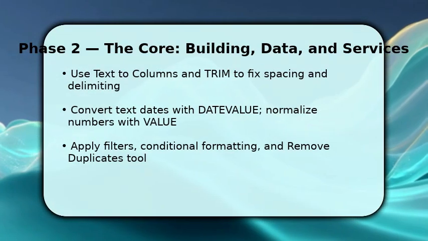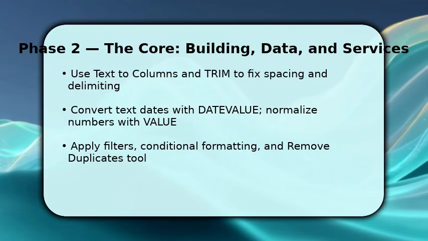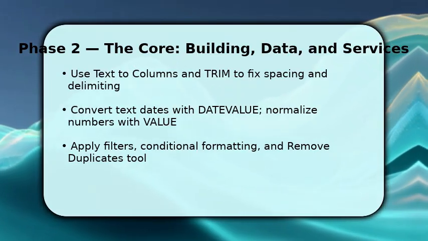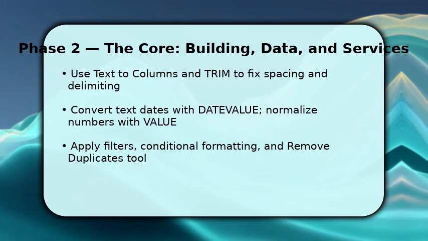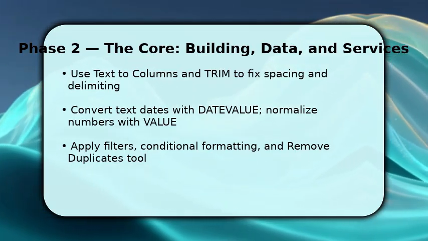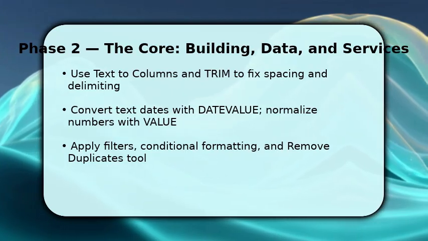You clean data by removing noise. Trim removes hidden spaces, and text to columns splits mixed fields. Do this before formulas. Then, convert text dates to real dates with DATEVALUE so sorting works correctly, and use VALUE to normalize numbers stored as text.